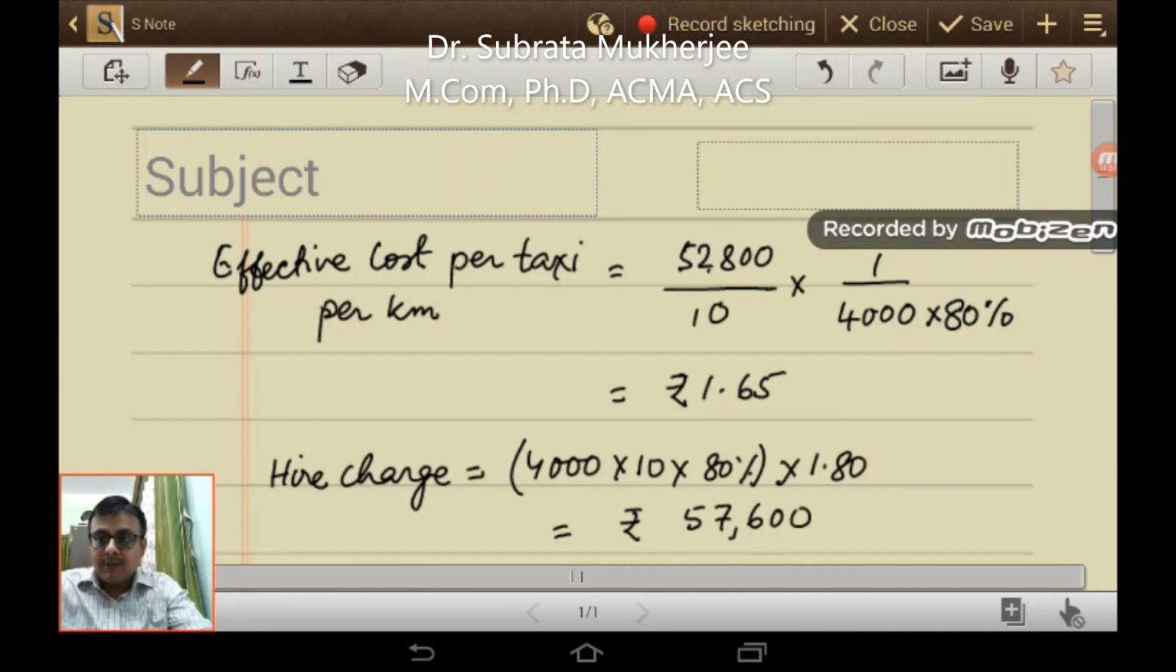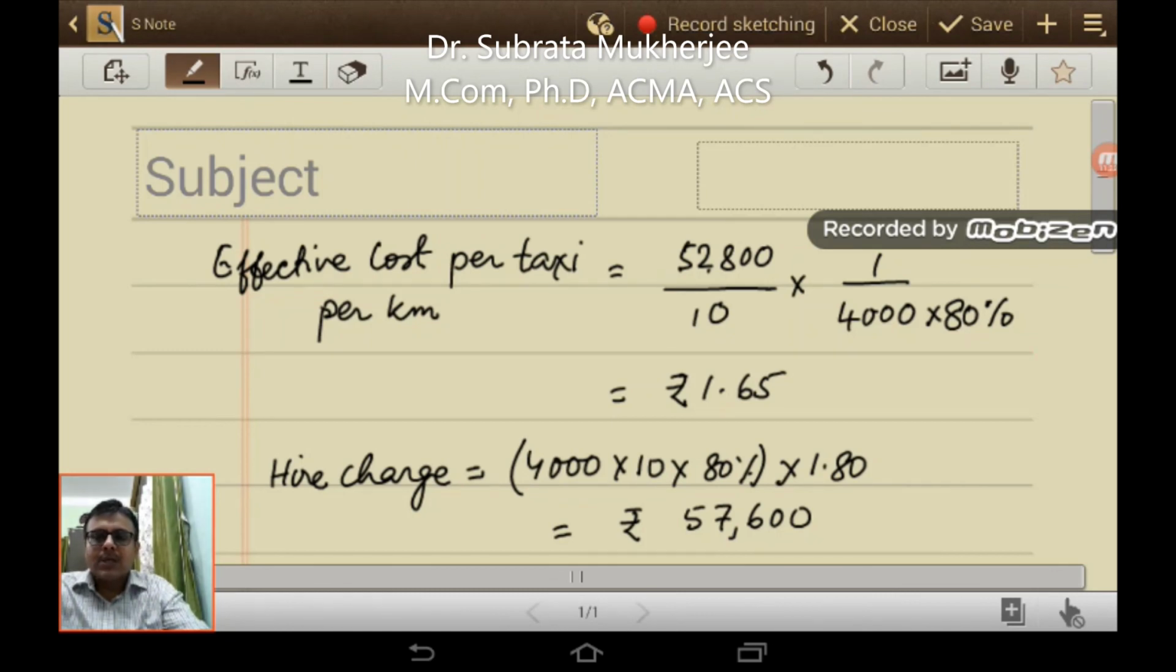So you need to recover the total cost from the 80% of the run that the taxi is running. So 4,000 into 80% means 3,200. So the total cost of 5,280, which is the cost per taxi per month, you need to recover from 3,200 kilometer where the passenger is sitting in the taxi. So this is the effective cost per taxi per kilometer, which is calculated at 1.65.